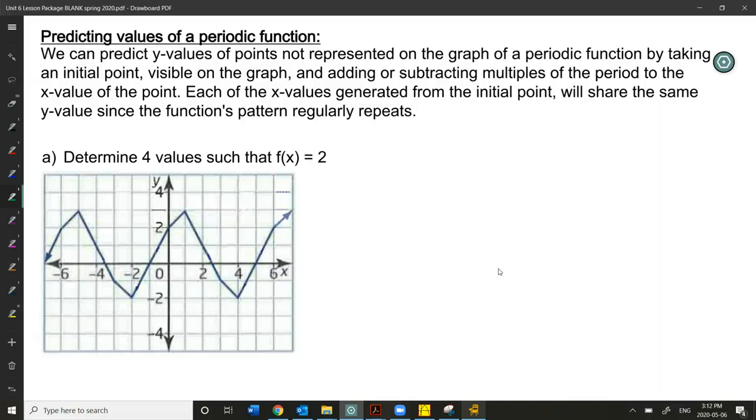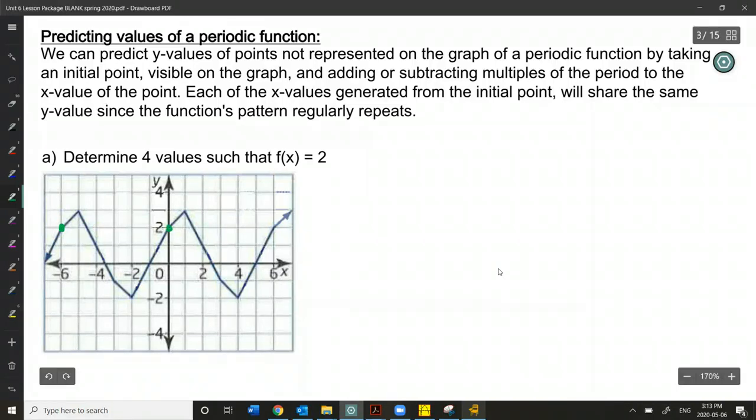So there's two ways that we can do this. Part A is going to show us the first way that we can use this. So determine 4 values such that f at x equals 2. So that means we're determining 4 x values where y is equal to 2. So I see a couple of them here. I have one here. This one I don't really want to estimate.